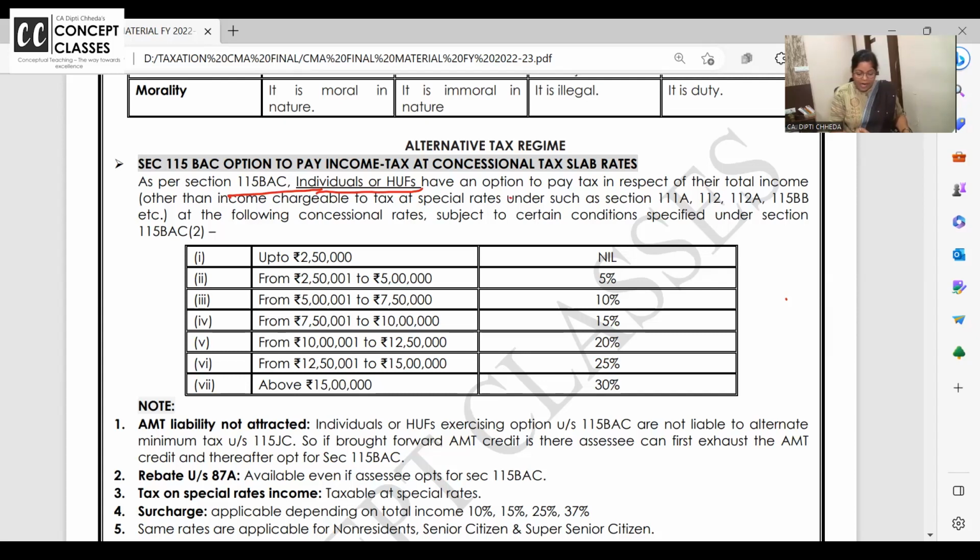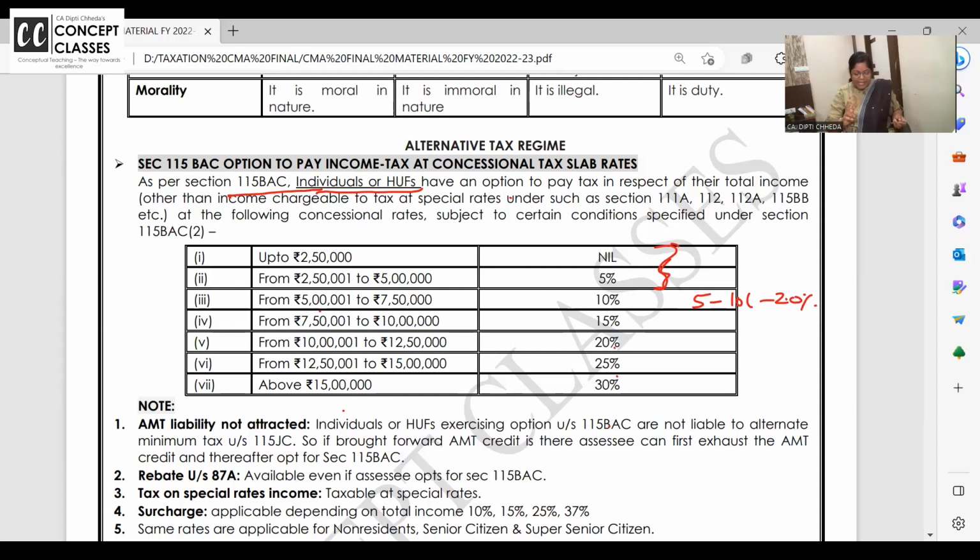What is the slab rate? Up to 2,50,000 nil. 2,50,000 to 5,00,000, 5%. Students say this is the same as the old regime. 5,00,000 to 7,50,000, 10%. 7,50,000 to 10,00,000, 15%. 10,00,000 to 12,50,000, 20%. 12,50,000 to 15,00,000, 25%. Above 15,00,000, 30%. Now, where is the difference? Up to 5 lakh it is still the same. In the old tax regime, 5 to 10,00,000 is directly 20%. Here, for every 2,50,000 increase in total income, the tax rate increases by 5%.